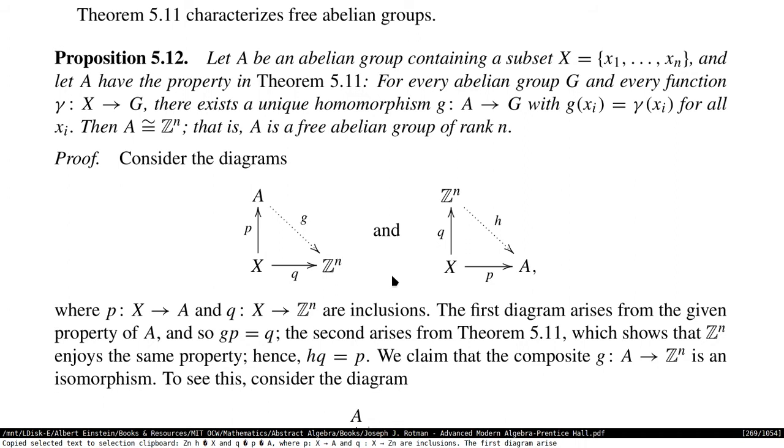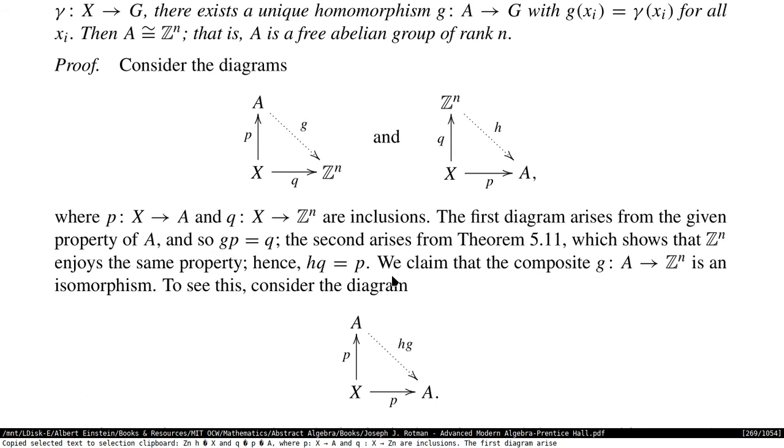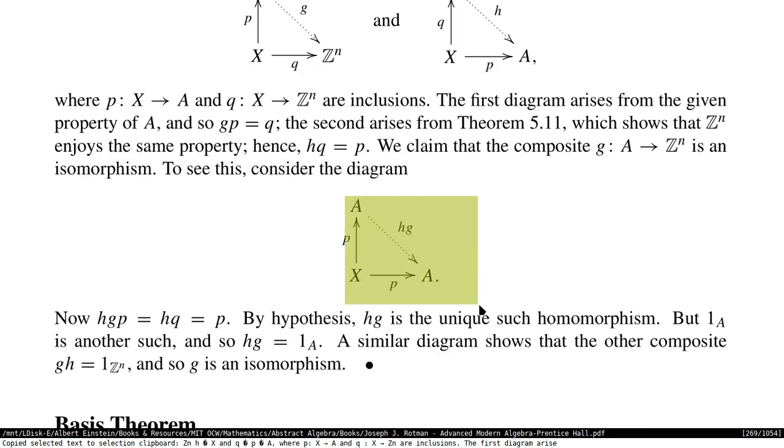Okay, now the goal is, if you merge these two diagrams in some manner, that is, take the composition of G and H, you get something like this, right? So HGP is equal to HQ, which gives you back P, right?